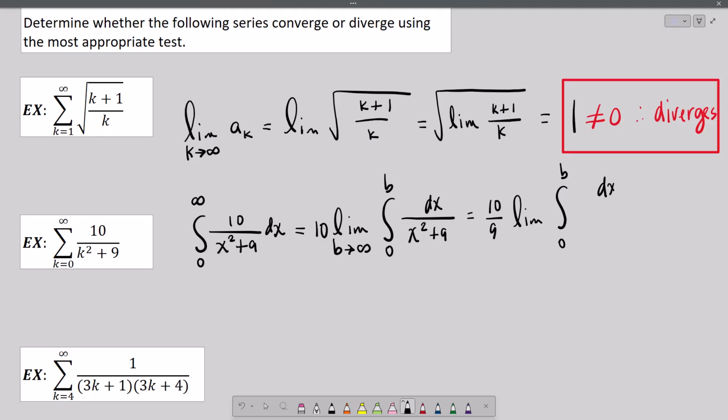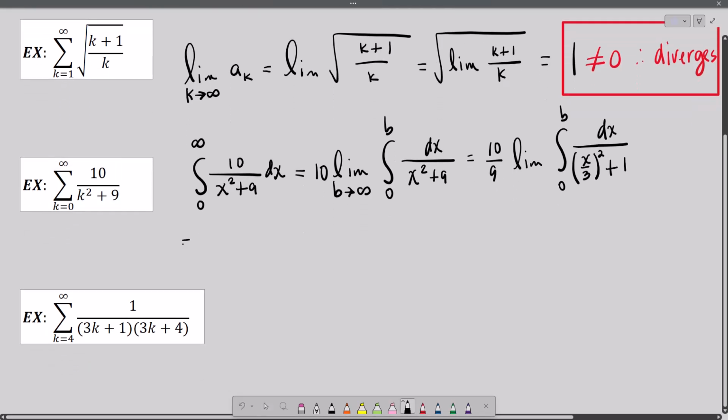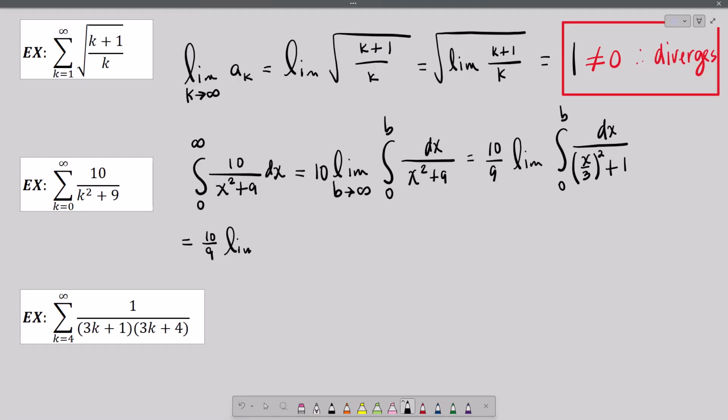So factoring out the 9 is going to put it in arctangent form. So if we factor out that 9, the denominator becomes the sum of squares with a 1, which is a beautiful form when you get that 1 in there. Much less to memorize. That's arctangent. So we have 10 ninths, and then limit and then arctangent of whatever is in the parentheses.